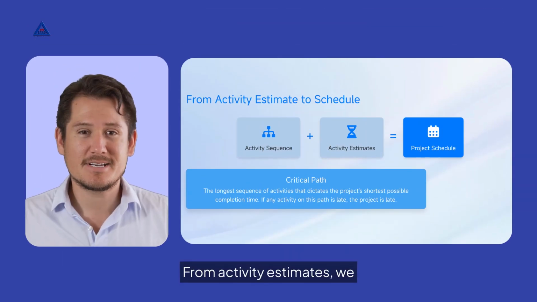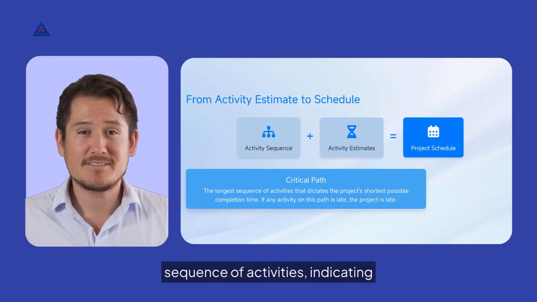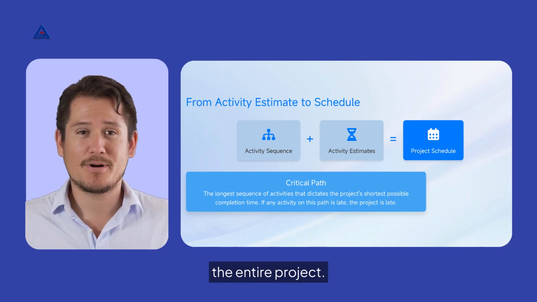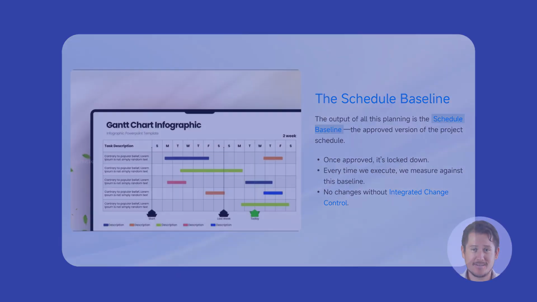From activity estimates, we develop the project schedule. The critical path is the longest sequence of activities, indicating the shortest completion time. Delays here affect the entire project. The schedule baseline is the approved project schedule. Once set, it serves as a reference point for execution, with changes managed through integrated change control.